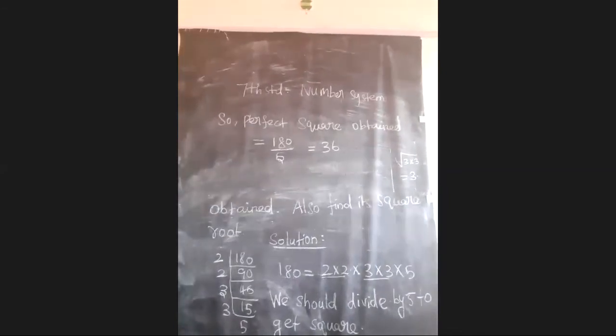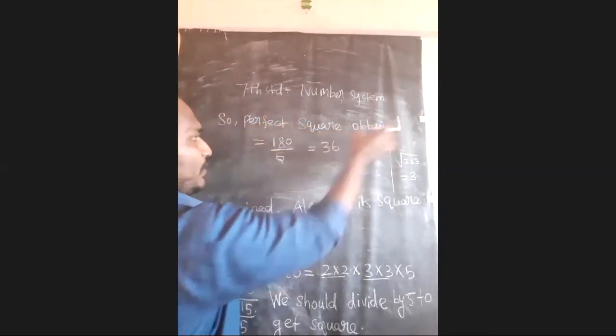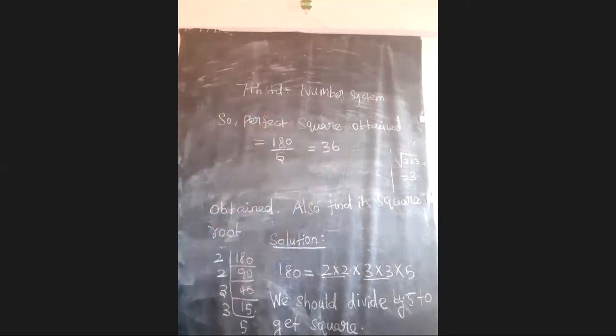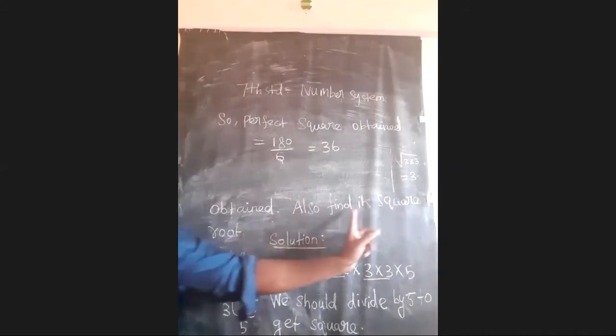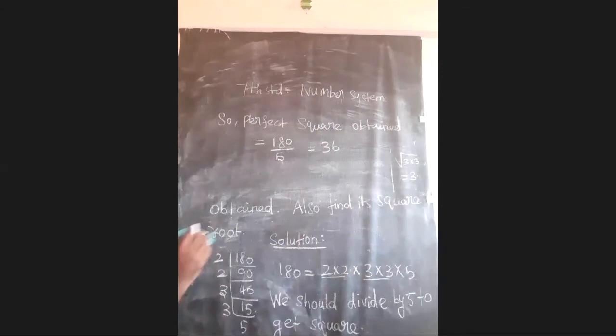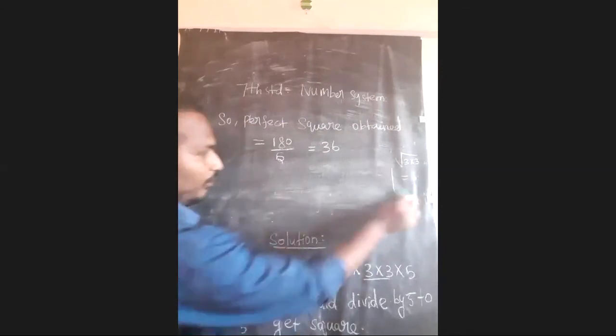Now, the answer is very simple. So our perfect square number so obtained is 36. 36 is your perfect square number? Yes. Why? 6 sixes are 36. Now, what is the last question? Also find its square root. They are asking us to find out the square root.